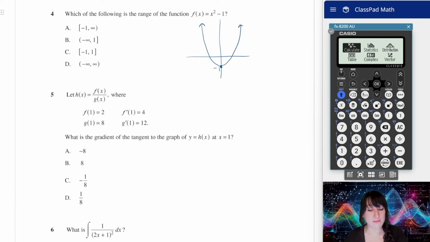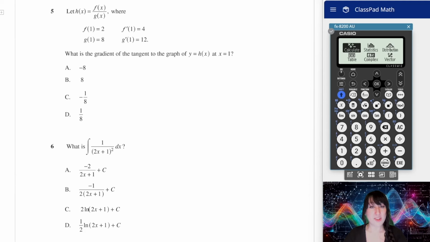Another important feature of this graph is it's an up-facing parabola because x squared is positive. So as you can see, the y values on the graph start at -1 and then go up from there to infinity. Now, it does include -1, and so our range will start with a closed bracket, the square bracket, and then starting at -1 to infinity, and we use round brackets for infinity. So the correct answer is A.